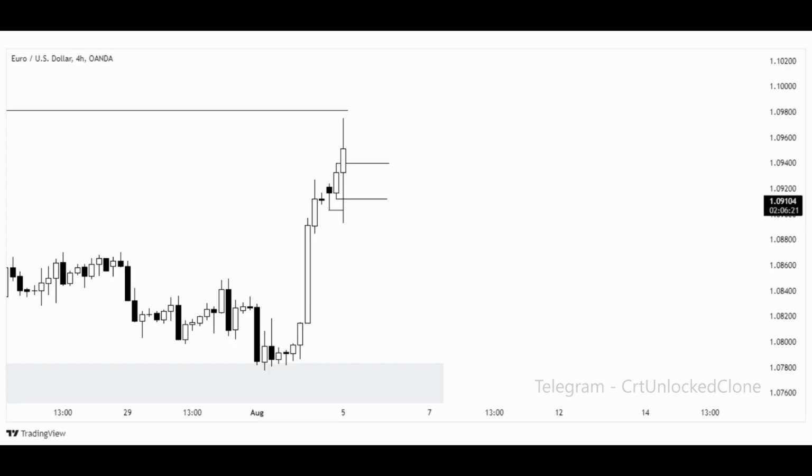So right here you can see that as soon as this low was purged, I went down to the 15-minute time frame and looked for an entry there, right? So now let's go down to the 15-minute time frame and let's see what we've got there.